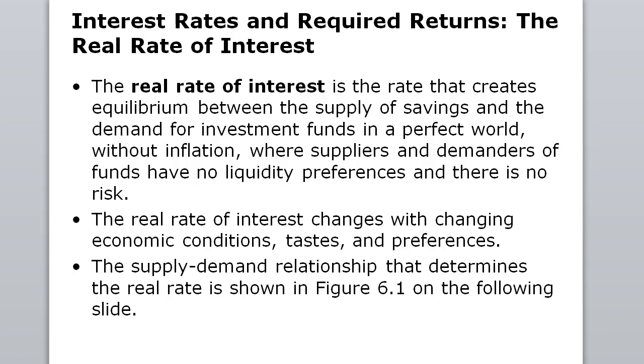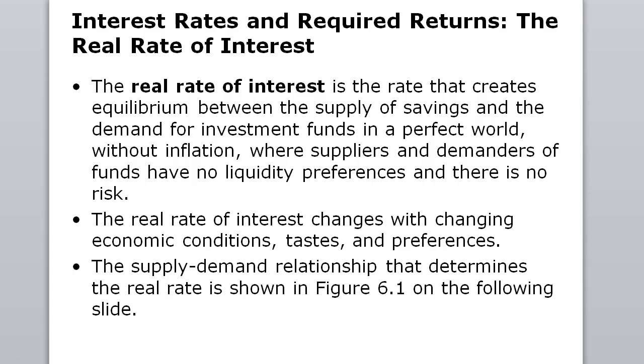Now, we talk about the real rate of interest. This is the rate that creates equilibrium between the supply of savings and the demand for invested funds. So if this is out of balance, if we don't have the right supply or demand, then interest rates are going to fluctuate until it becomes equal or in balance. The real rate of interest changes with economic conditions, tastes, preferences, and the supply-demand relationship that determines the real rate. I'll show it in figure 6.1.